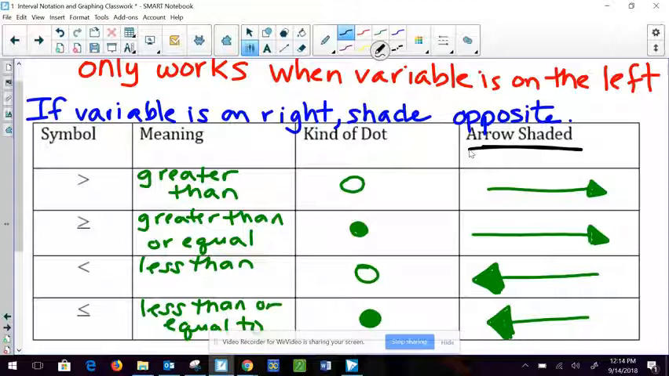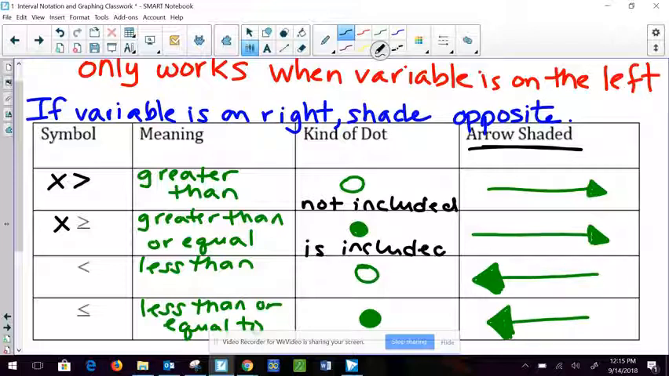So if we look at the greater than symbol, assuming the variable is on the left-hand side, then we would shade to the right. The way the arrow points, that's where we would shade. If it's a greater than symbol, it gets an open circle, which means that number is not included. That is different from a greater than or equal to sign. Again, assuming the variable is on the left-hand side, a greater than or equal to sign means that the point is included. We still shade to the right.